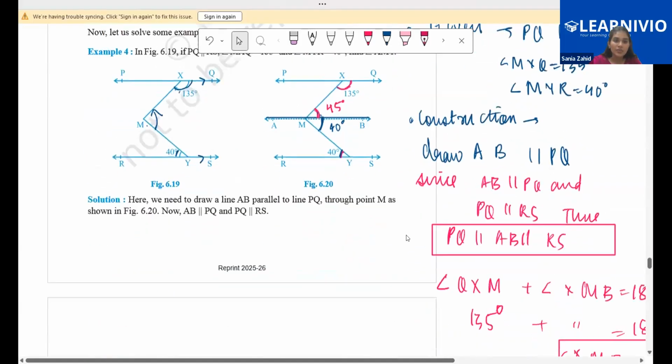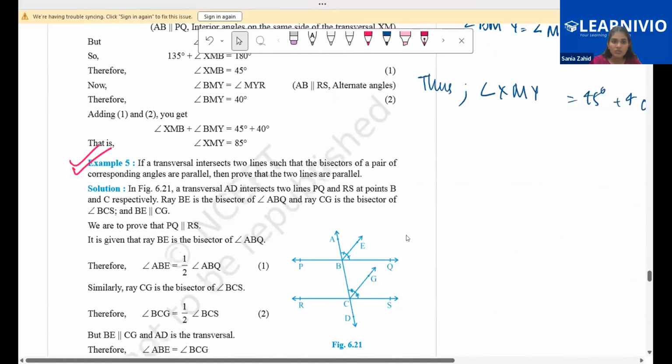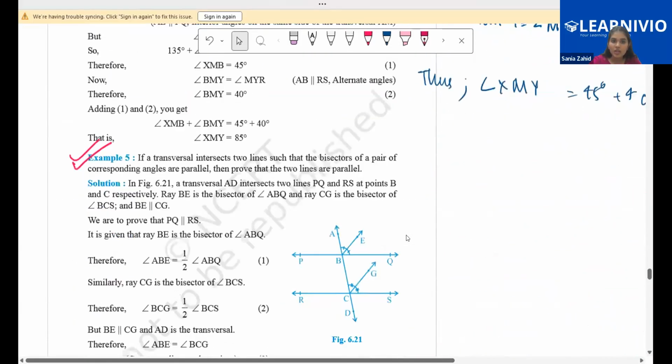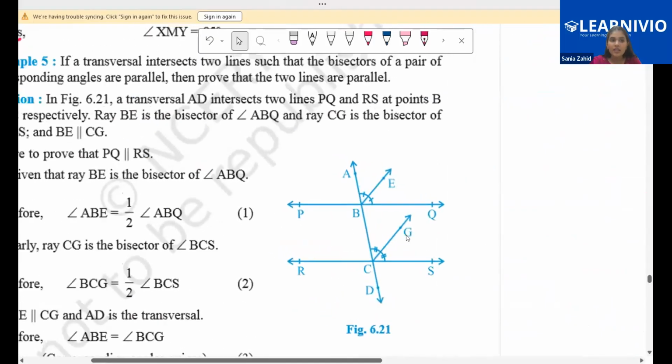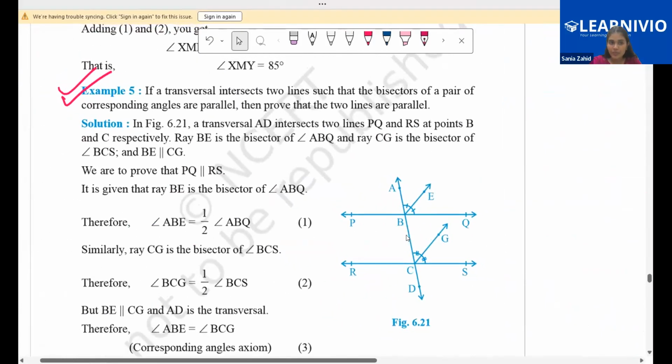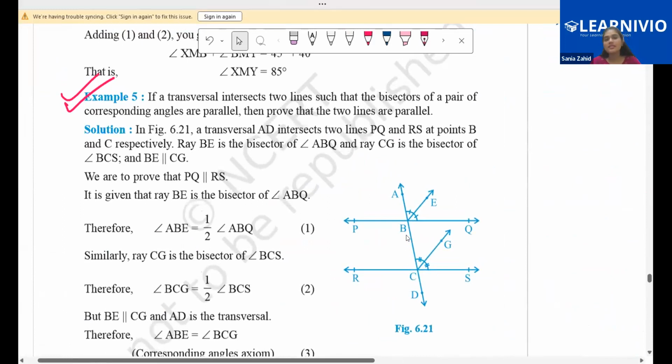Okay. Now next we came to this question. This question was clear. Now we will come to the next question. That's example number 5. This question says that if a transversal intersects two lines such that the bisectors of a pair of corresponding angles are parallel.